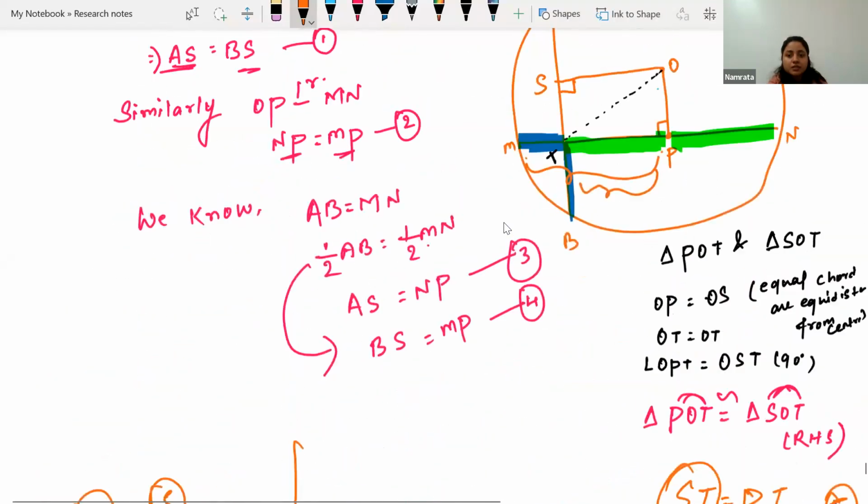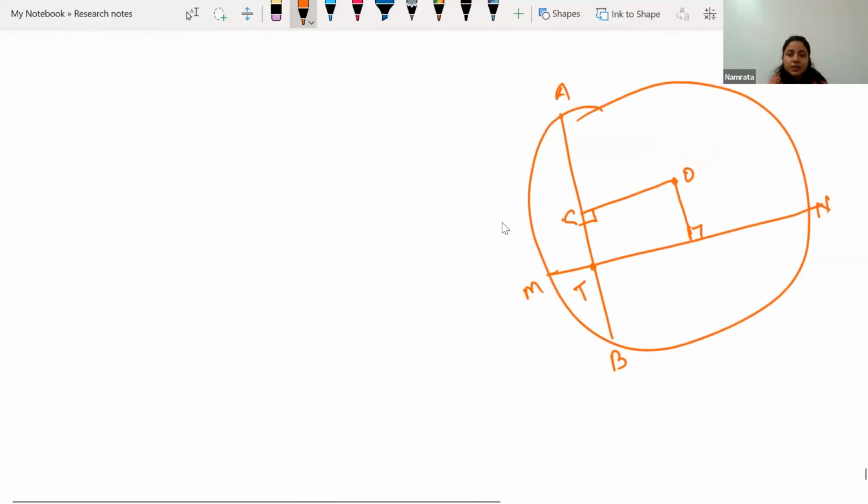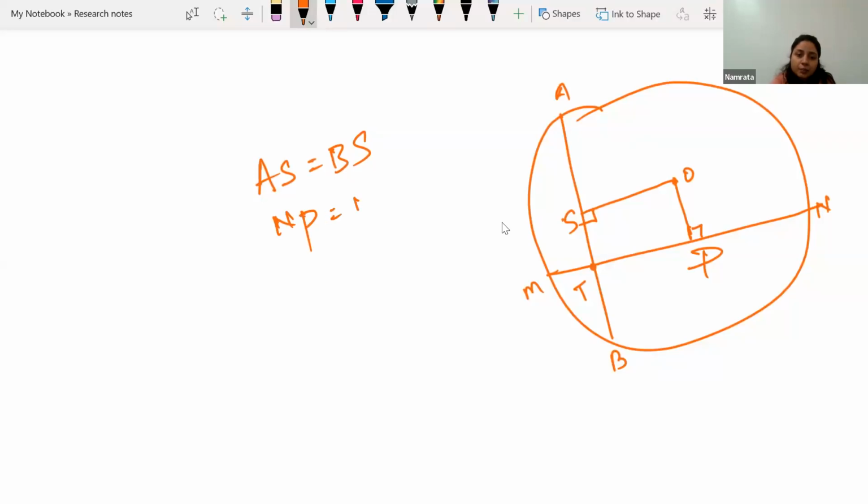I am taking SP. This is SP. How will you understand, how will you keep in your mind that this is the process we need to follow over here? You can keep it like this: first we take this perpendicular. That means the middle point we got, AS, BS and NP, NP. This one is very simple. Dropping the perpendicular will give the middle point, and accordingly we are saying that our chord got bisected. Our chord is getting bisected. Accordingly we are writing this case. This case you will easily be able to write.